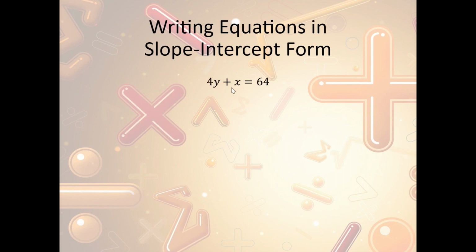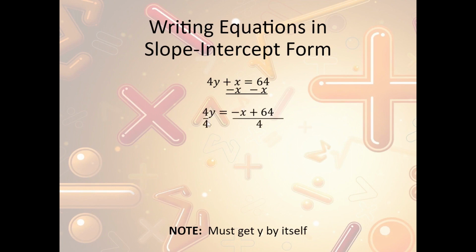Let's look at another example. We have 4y plus x is equal to 64. Well, same thing. I'm going to go ahead and get rid of the x first. So it's a positive x, so I'm going to subtract x to get it to the other side. And I'm left with 4y on this side, and I got negative x and 64 over here. So I got 4y is equal to negative x plus 64. Now I need to get rid of this 4. The 4 is being multiplied by y, so I'm going to undo it by dividing both sides by 4.